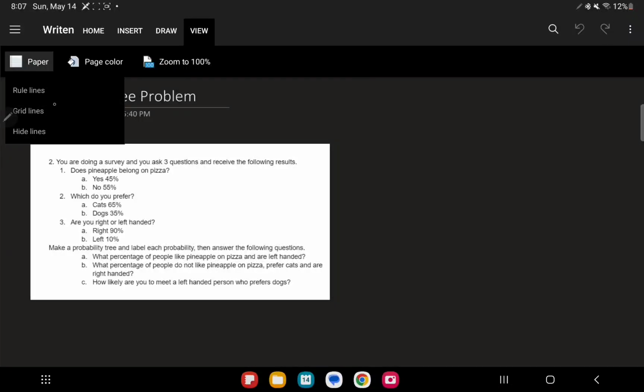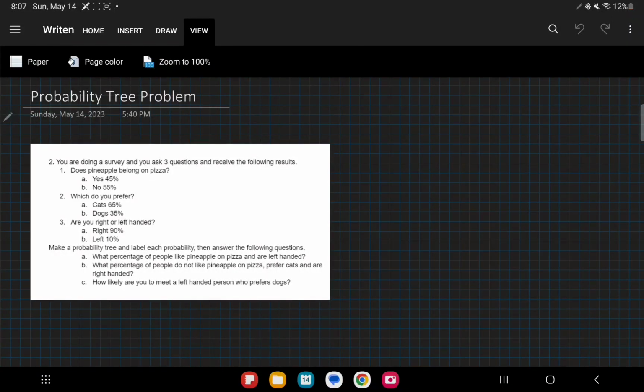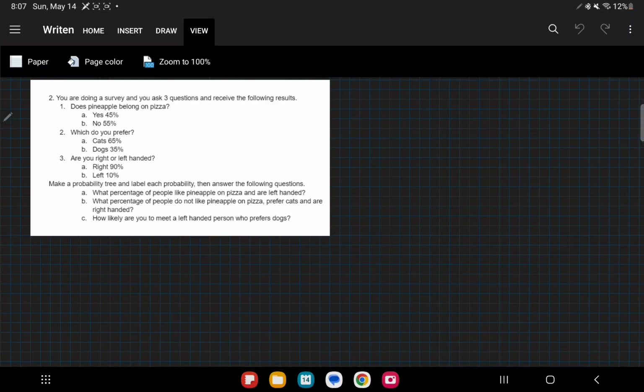Change the view so you can see how I'm going to see it. So, problem 2. We're going to complete these. Each of them needs a tree diagram. Now, this one is a little more complicated than the next one, but let's go ahead and do it.